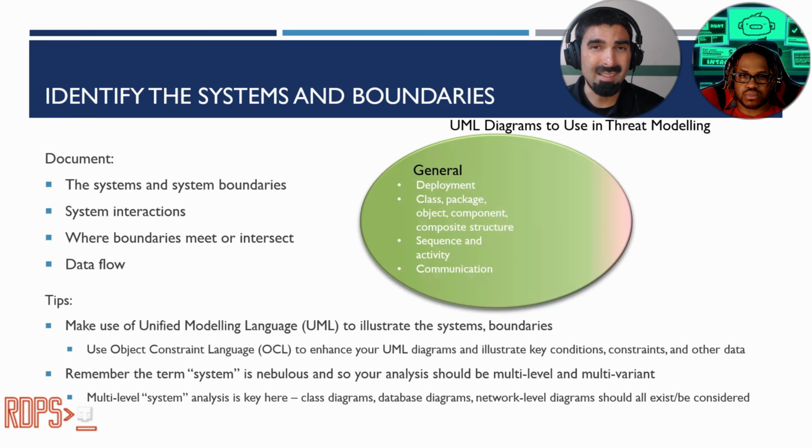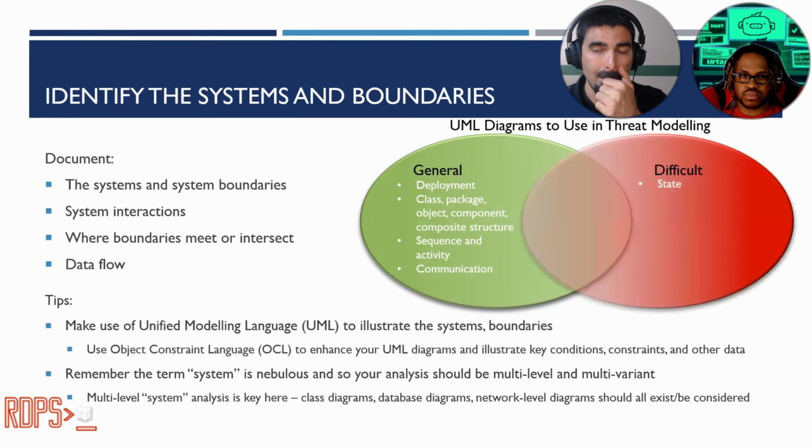Sequence and activity UML diagrams are also phenomenal, and so are communication diagrams. I will tell you where a lot of people go wrong is they try to use state UML diagrams. State UML diagrams can be done successfully for a threat modeling exercise sometimes. But part of the problem is they tend to be way too much depth, way too much information, and they oftentimes are very hard to maintain.